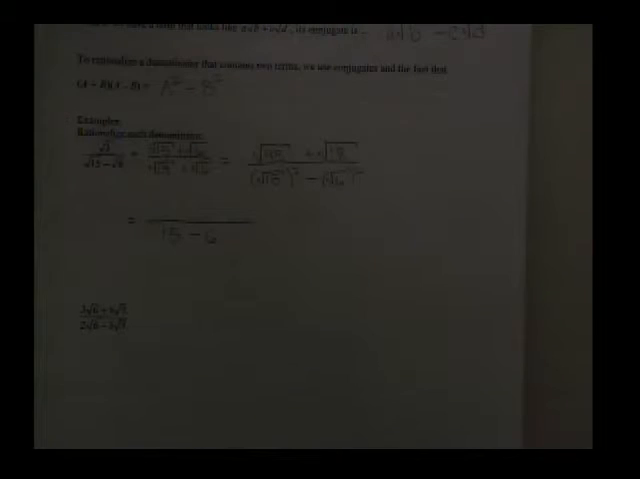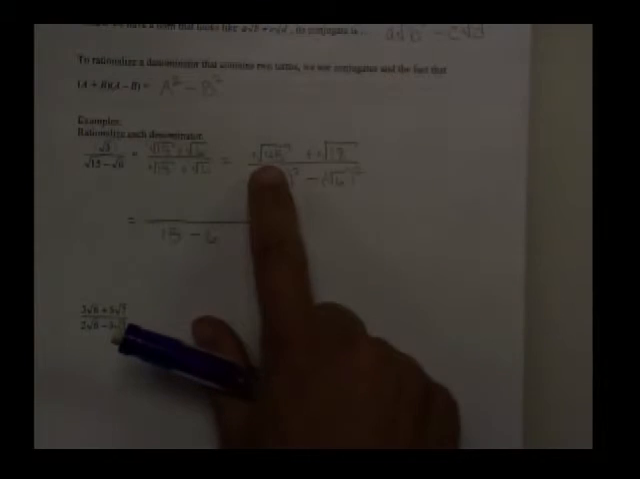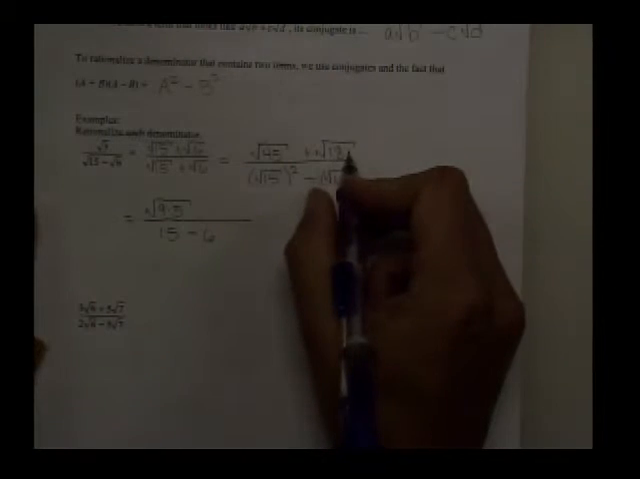Okay, well 45 and 18 are not perfect squares, but we should see if we can simplify them. Is there a square that goes into 45? 9, right? So we want to think of the 45 as 9 times 5. And then 9 will also go into 18.